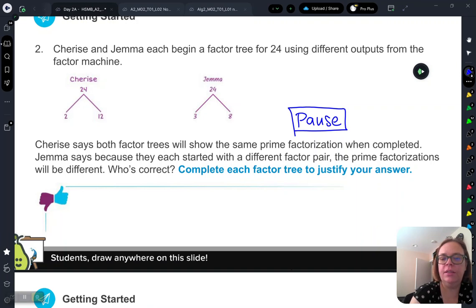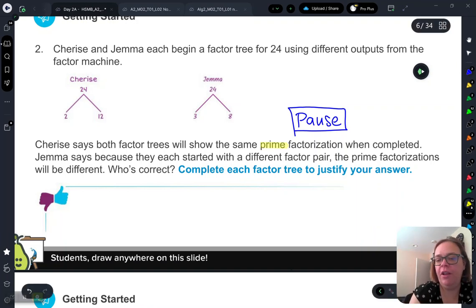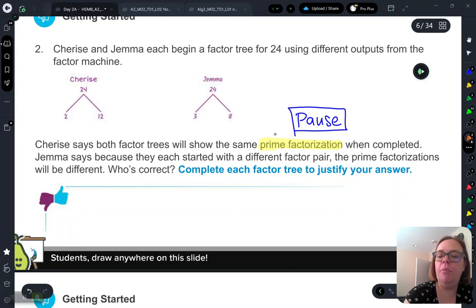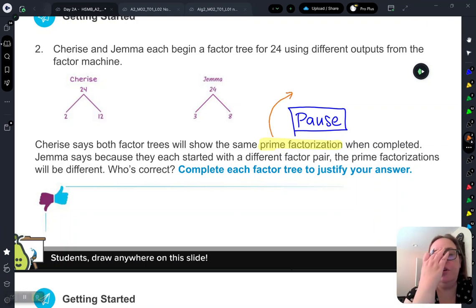Well, let's discuss it. So these factor trees are not done. If we keep completing them, we're going to break down the numbers further, and we can get the prime factorization. So a prime factorization is breaking down a number into its prime factors. So if that word is a little familiar but you don't remember what primes are, the only factors of prime numbers are itself and 1.